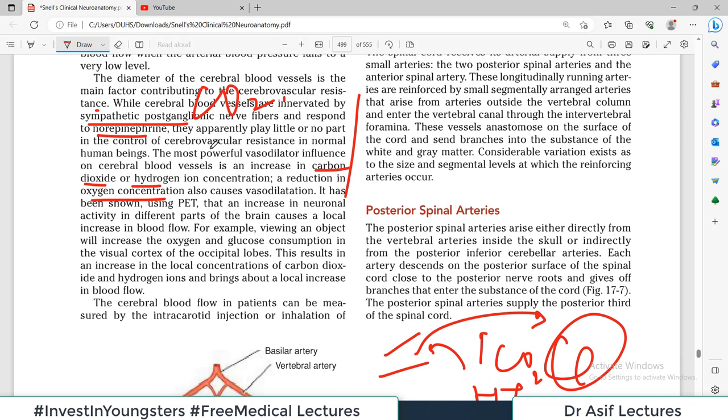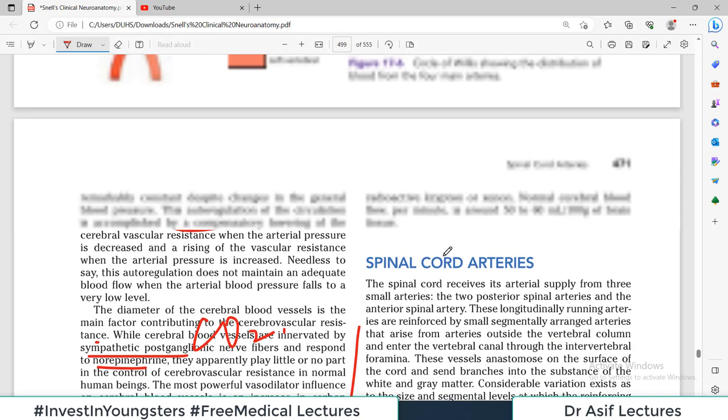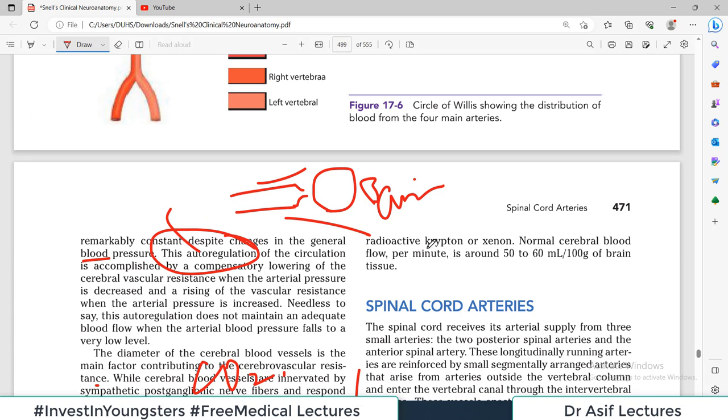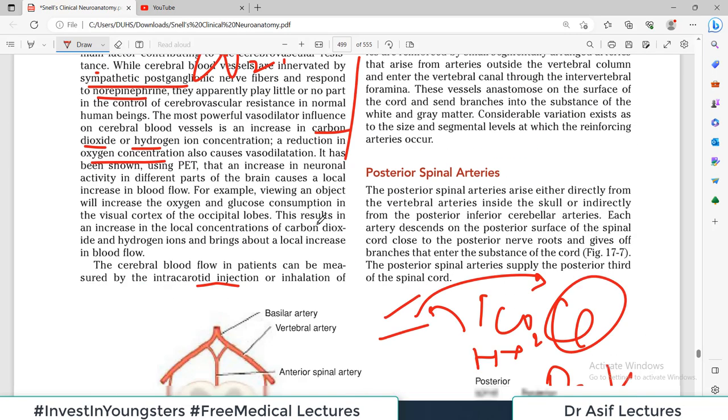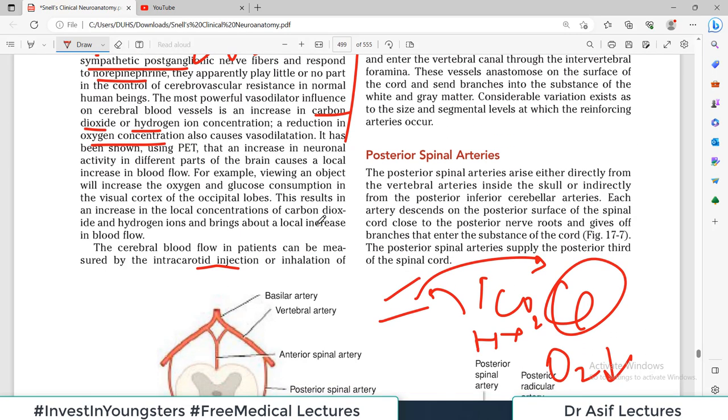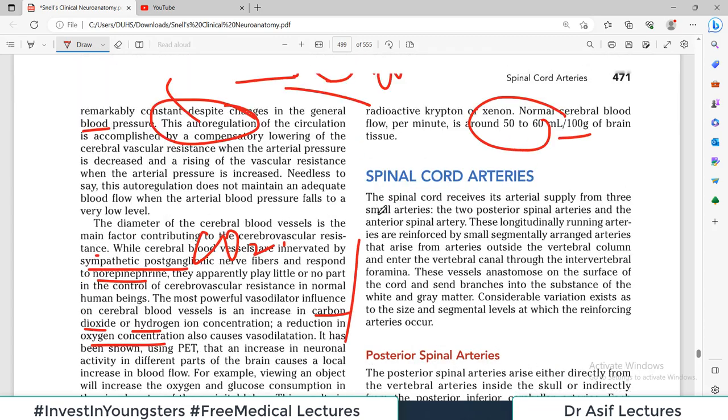Okay, now ye physiology mein mazid detail ke saath padhenge. The cerebral blood flow in patients can be measured by intracarotid injection or inhalation of krypton or xenon. Normal cerebral blood flow per minute is around 50 to 60 ml per 100 gram of the brain, and we can see if it is increased or decreased and how the blood pressure is. Okay, so that sort of stuff.